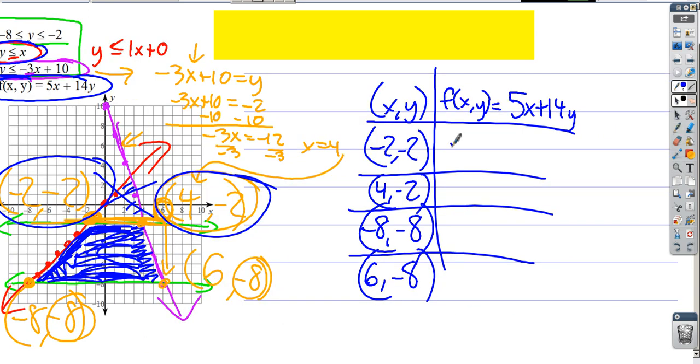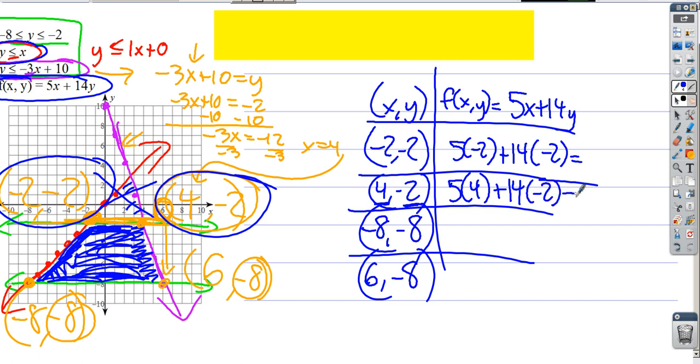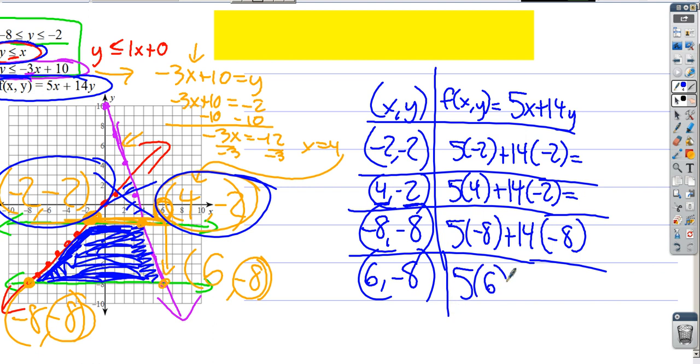So 5x plus 14y would be 5 times negative 2 plus 14 times negative 2. The next one should be 5x, so 5 times 4 this time, and I'm getting these numbers from this coordinate right here, plus 14 times y, 14 times negative 2. This one is 5 times negative 8, plus 14 times negative 8. And this last one is 5 times 6, plus 14 times negative 8.